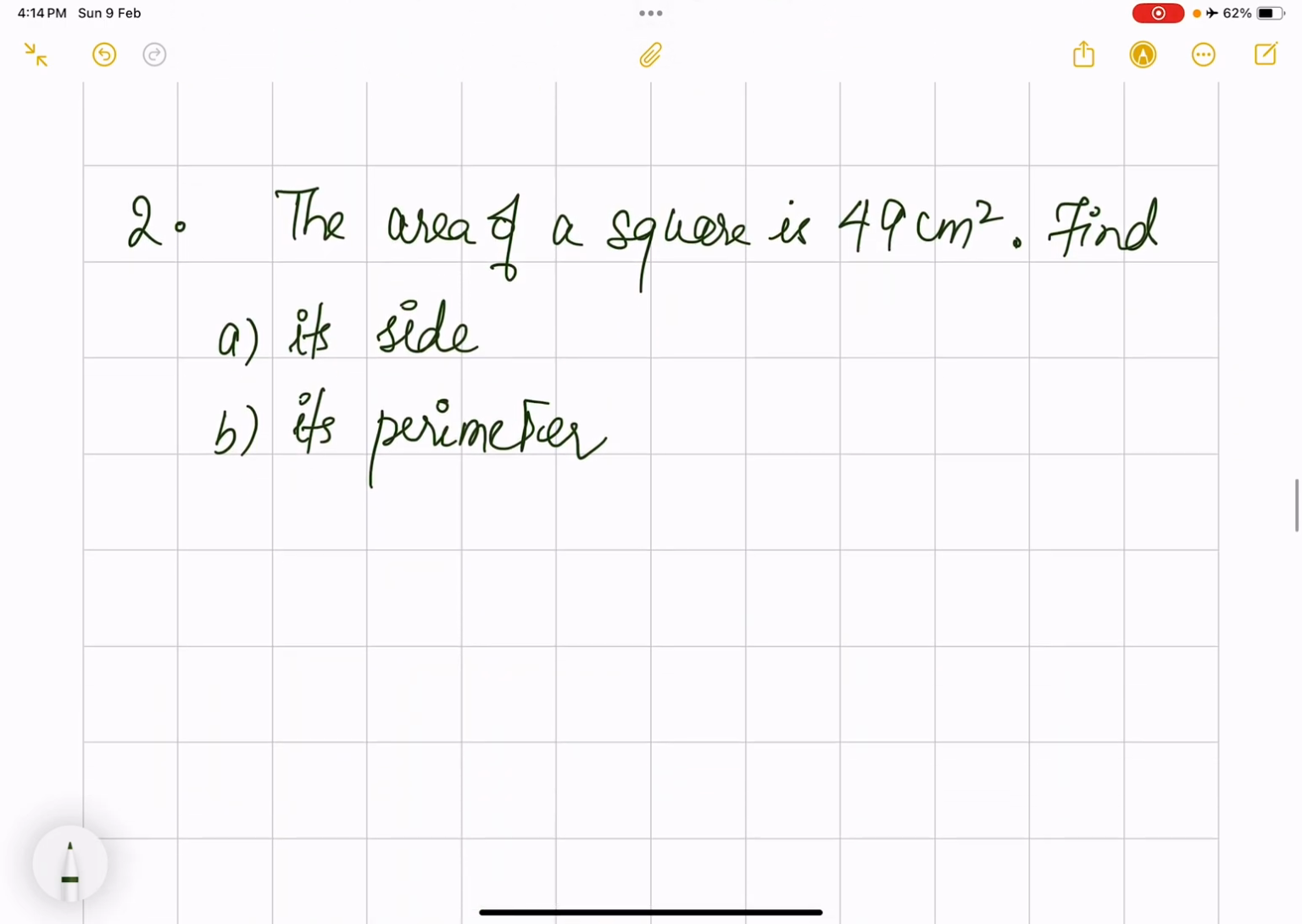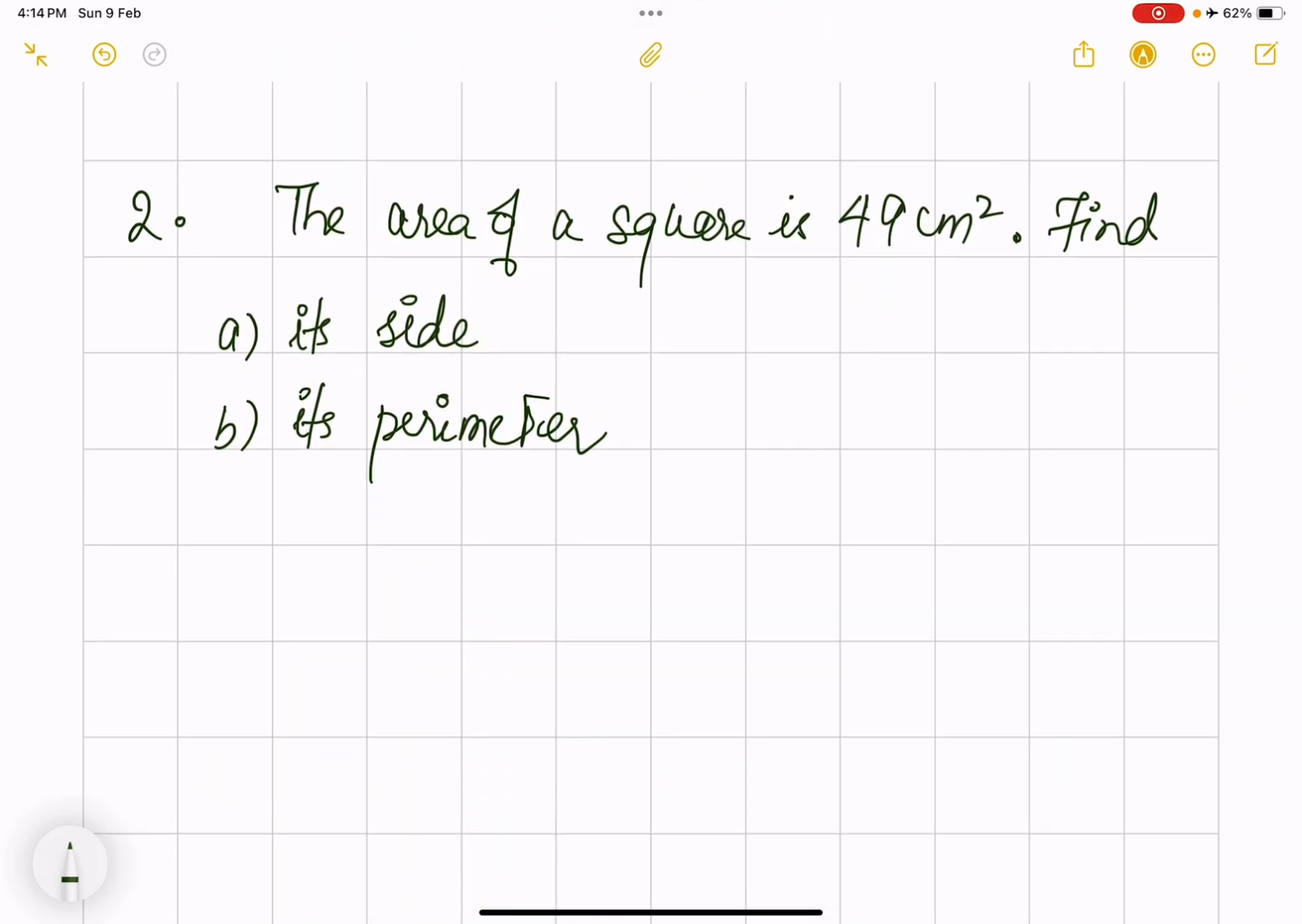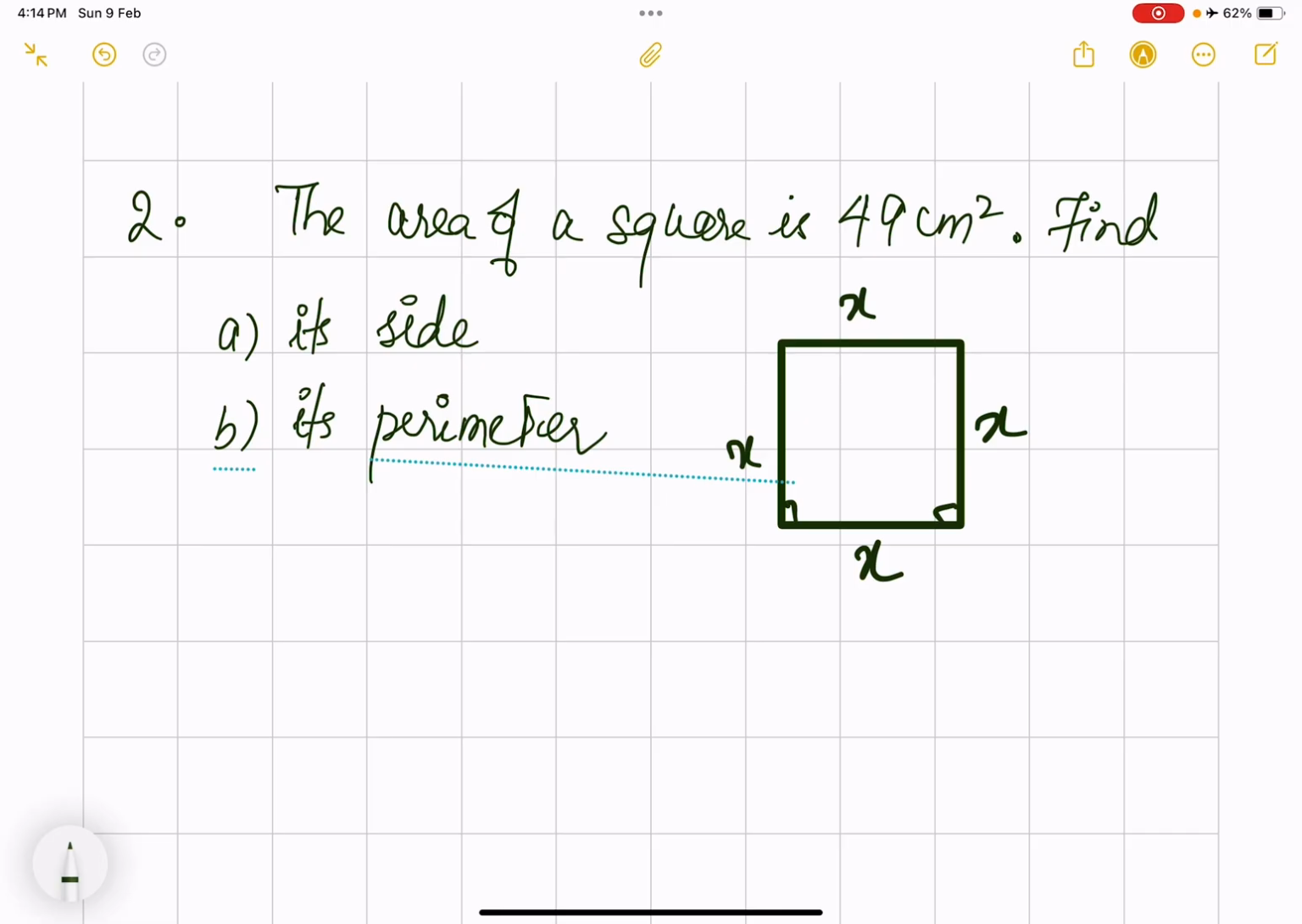Next question. The area of a square is 49 centimeter square. Find its side. So let's draw a rough figure again. Each side is same, x, and they're perpendicular also. You know the formation of a square. So its side is x and the area is given to us.